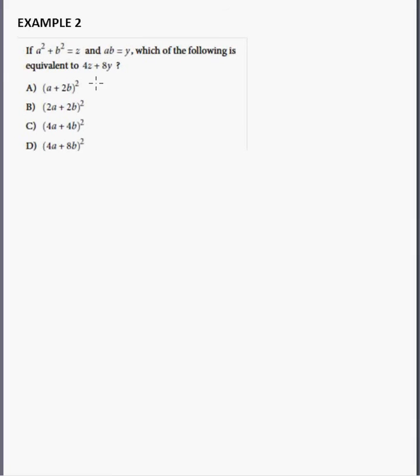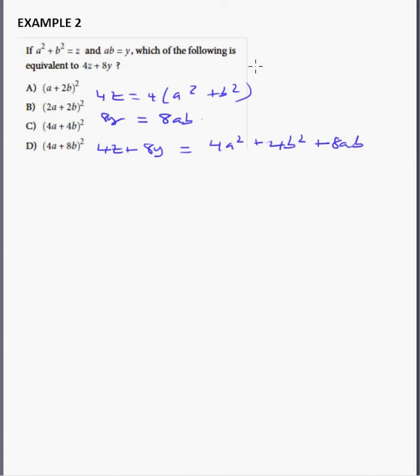So obviously our 4z is equal to 4 times a squared plus b squared, and then our 8y will be equal to 8ab. Therefore 4z plus 8y will be equal to 4a squared plus 4b squared plus 8ab. Now let's restructure this into the form that we are familiar with. This is the same thing as 4a squared plus 8ab plus 4b squared.